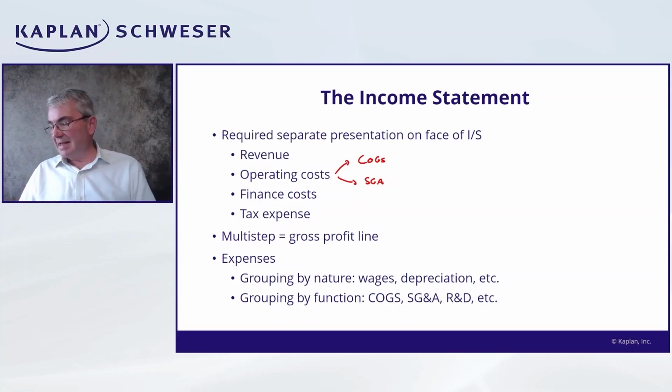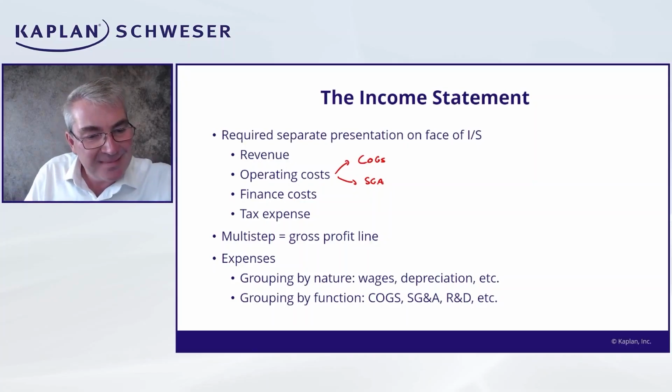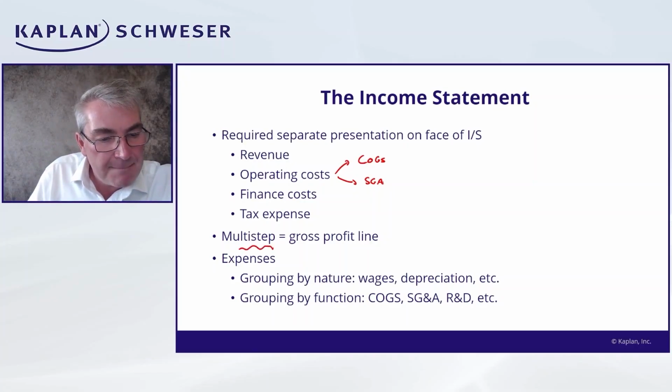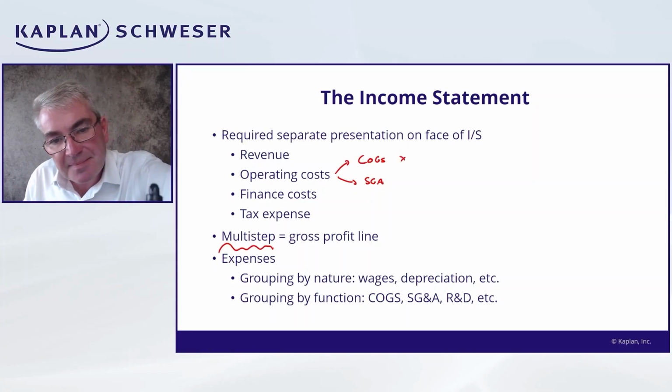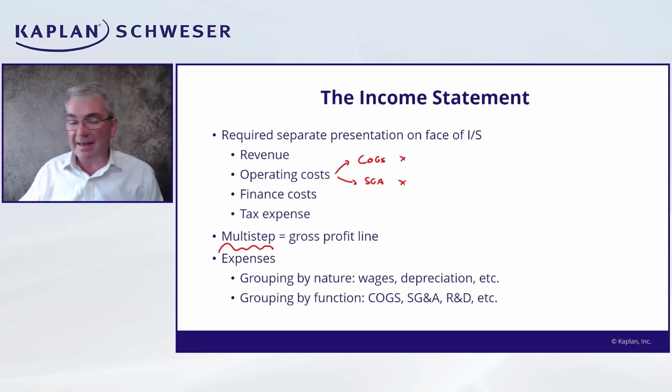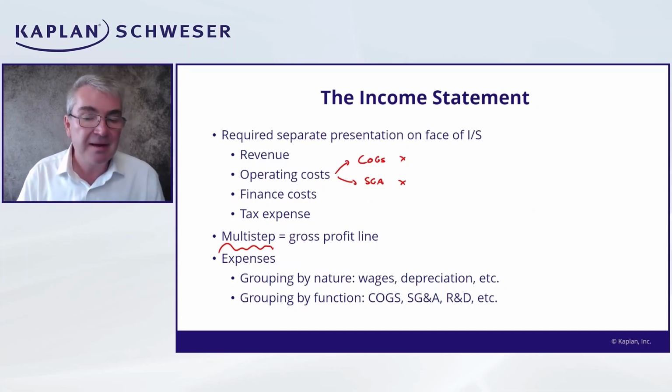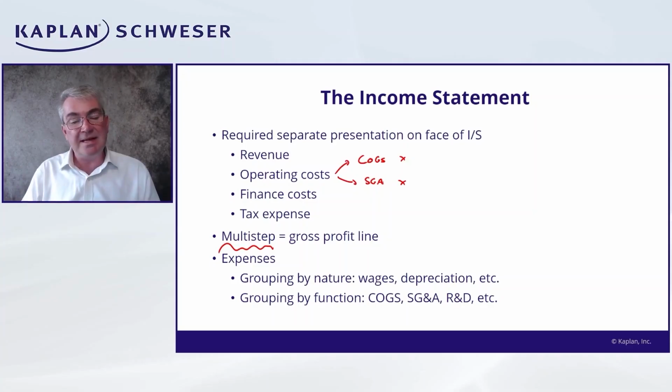But there is such a thing as a multi-step income statement where these figures are shown separately on the face of the income statement. So a company can choose to show its cost of goods sold figure separately and its sales, general and admin figure separately, in which case you typically see a gross profit line in a multi-step income statement. It's down to the company.